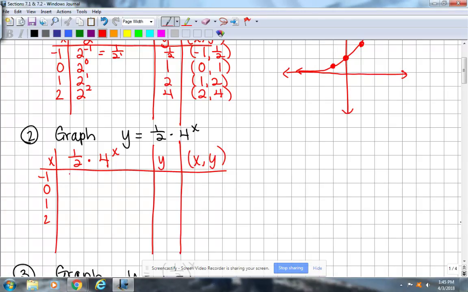So let's start with 1/2 times 4 to the negative 1. First we have to do that exponent. So what do we do with the negative exponent? That's going to be 1/2 times 1/4, right? What is 1/2 times 1/4? Sorry, that's really little. 1/8.